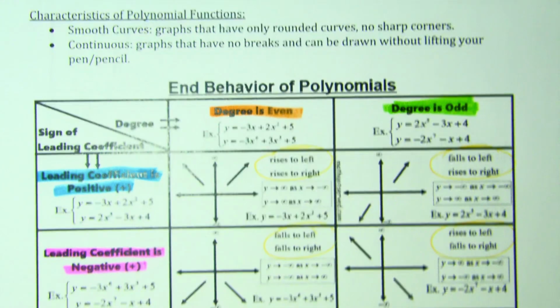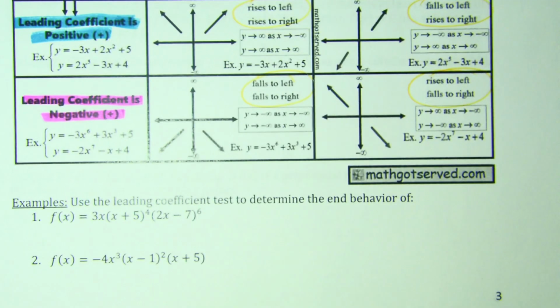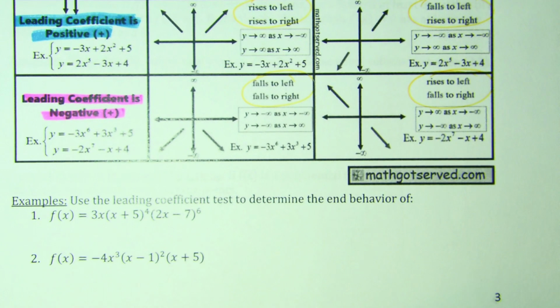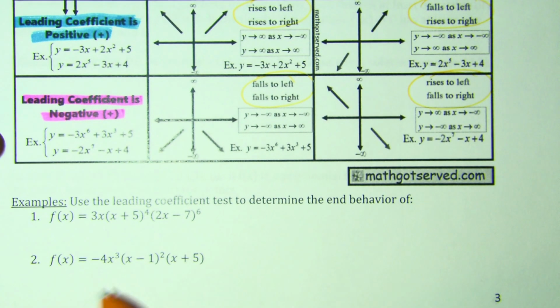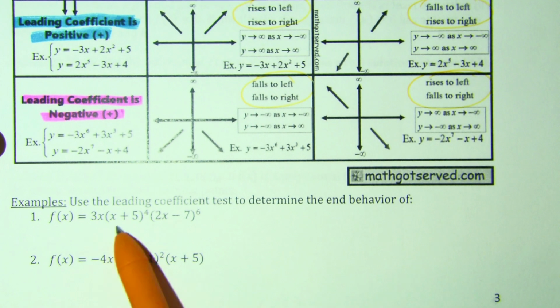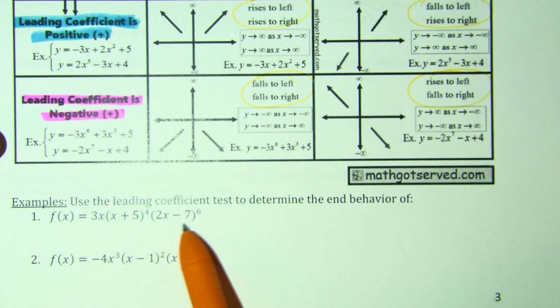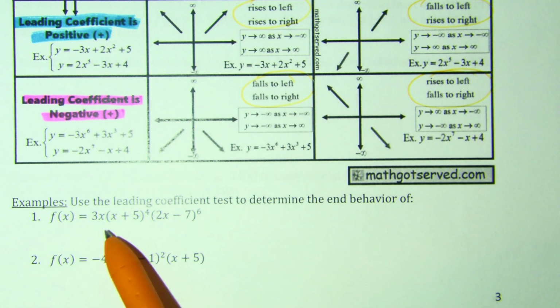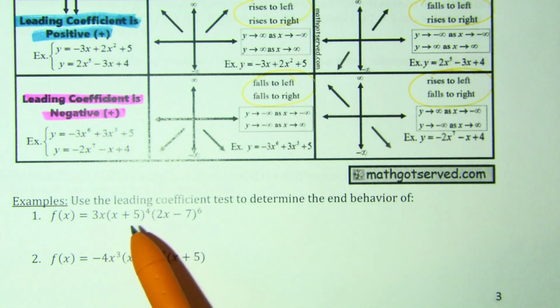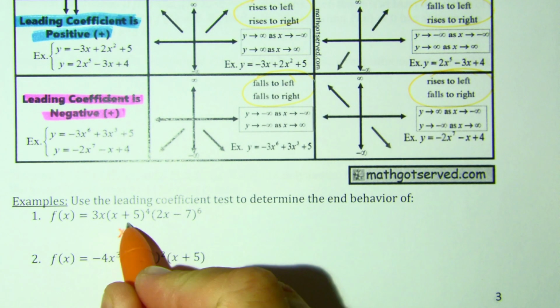So we're going to do a couple examples of this topic here. It says, use the leading coefficient test to determine the end behavior of the following functions. So using what we were just talking about, that test to determine the end behavior, I don't need to multiply out this whole thing because that would be a lot of work. I'd have to multiply x plus 5 4 times, and then 2x minus 7 6 times, and then times 3x. That would be a lot. But what we can do is just figure out what would the largest term be. So if I multiply this out 4 times, the largest term from that would be x to the 4th power.